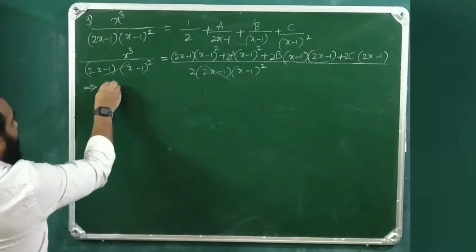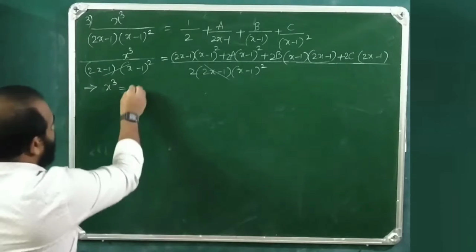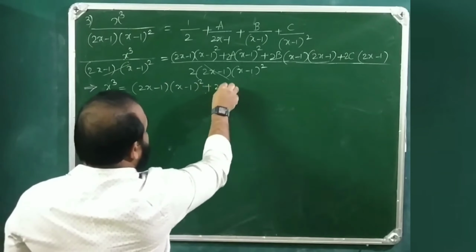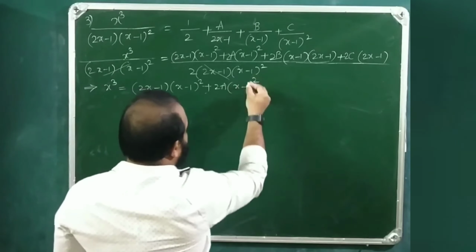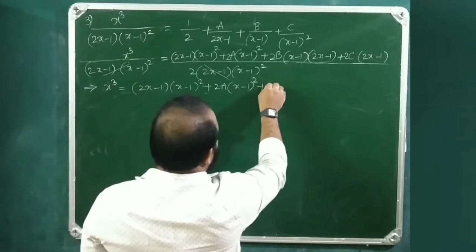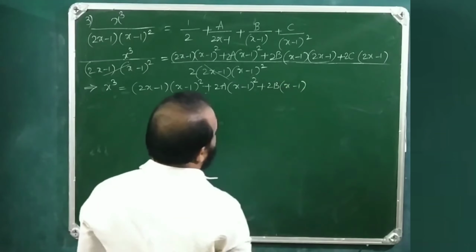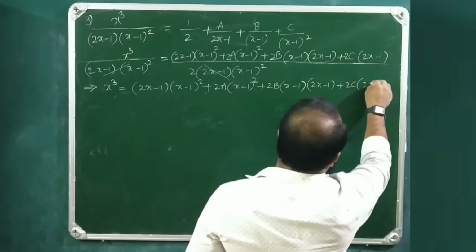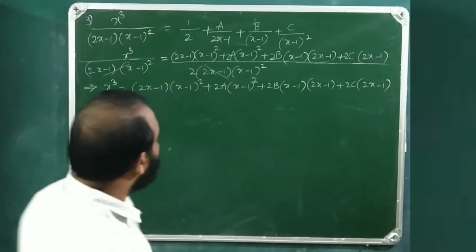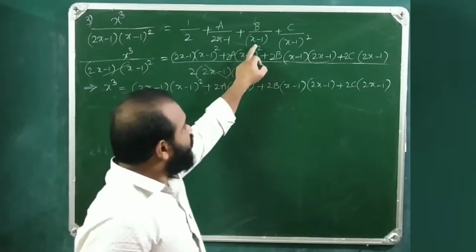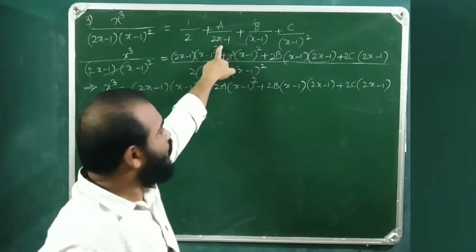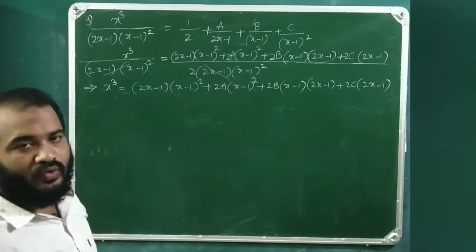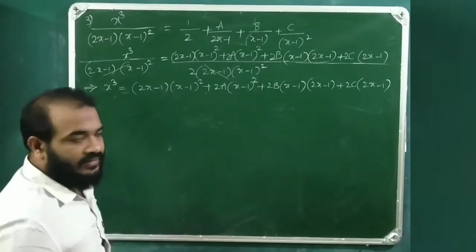So this implies x cube is equal to 2x minus 1 into x minus 1 whole square plus 2a into x minus 1 whole square plus 2b into x minus 1 into 2x minus 1 plus 2c into 2x minus 1. So here x minus 1 equals 0, x equals 1, 2x minus 1 equals 0, 2x equals 1, x equals half. So x equals half and x equals 1 are going to be substituted for x.